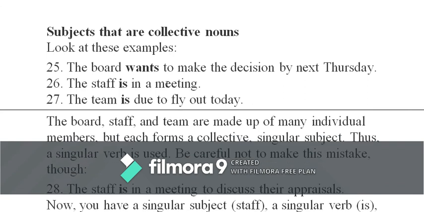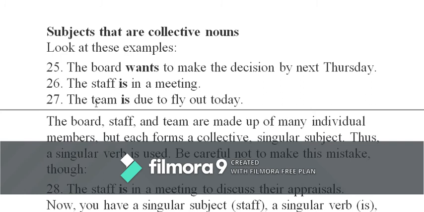The board wants to make the decision by next Thursday. Over here, board is one single entity. It might contain a number of people, but it is a single entity. So again, for a single, we take the verb which has got S. The staff is in a meeting. The staff, the entire big lot, is considered as one big crowd, which is a single entity. Single. So we use the verb is in a meeting.